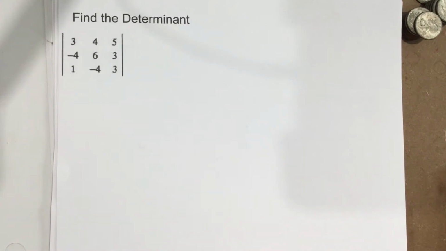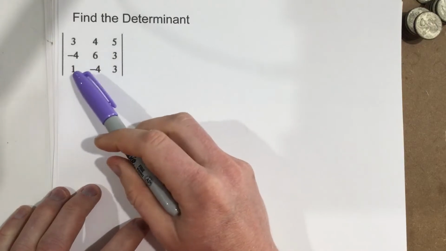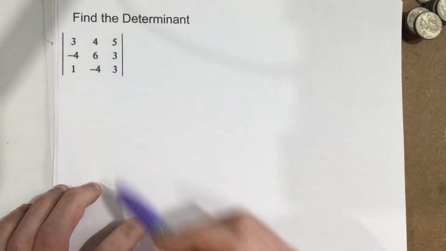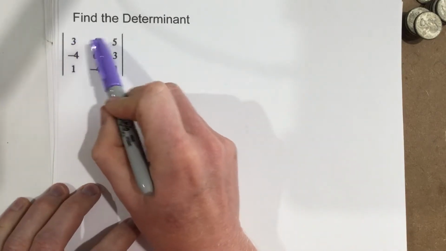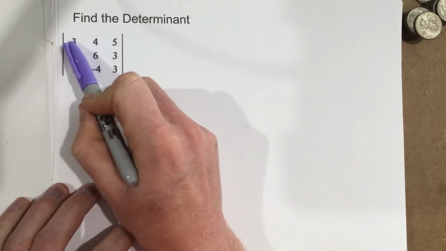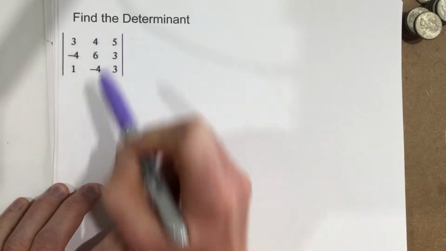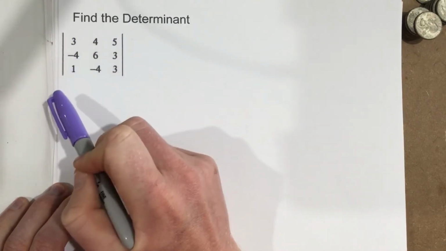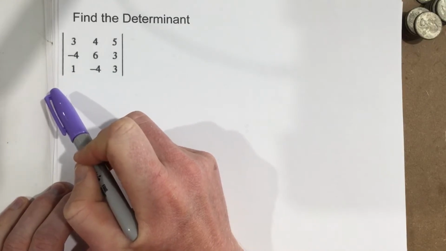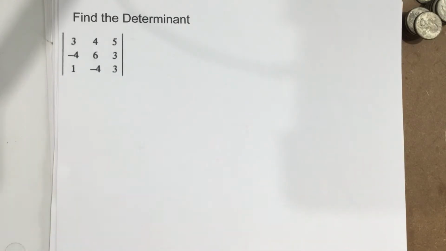This is problem number 3 for assessment number 6. It says find the determinant of this 3 by 3 matrix. So if we want to find the determinant, we start with row 1 and we take the elements in row 1, and we're essentially going to multiply each of these 3, 4, and 5 times a determinant of a 2 by 2. And here's how we come up with those.